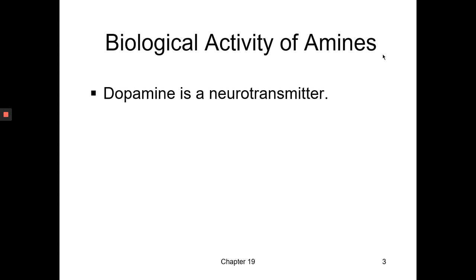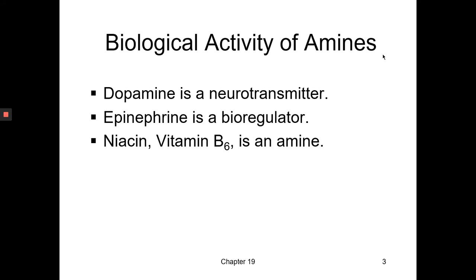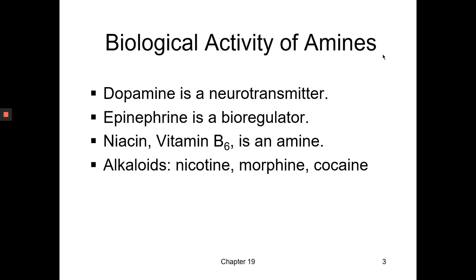Some other examples of biological activities of amines include dopamine, which is a neurotransmitter. Epinephrine is a bioregulator. Niacin, vitamin B6, is an amine. Other alkaloids, as shown on the previous page, include nicotine, morphine, and cocaine. And of course, amino acids, the building blocks of proteins.